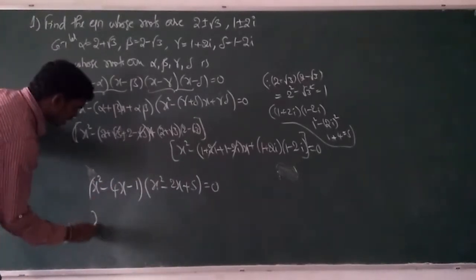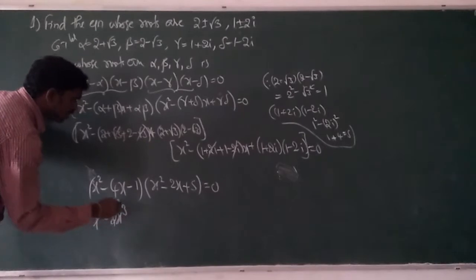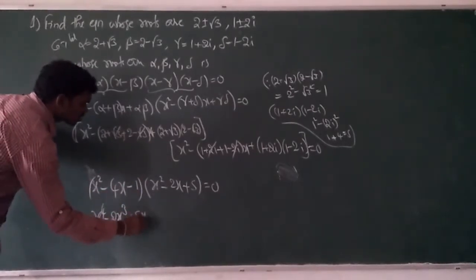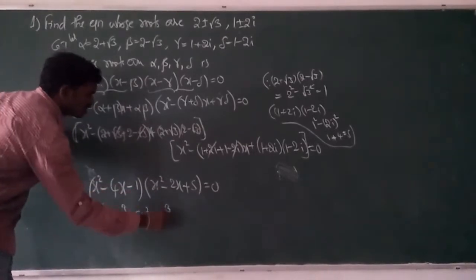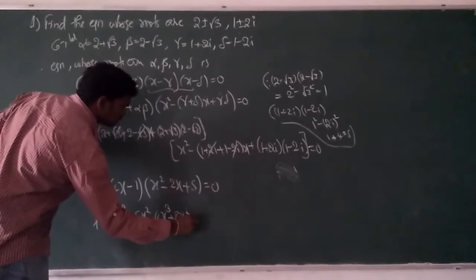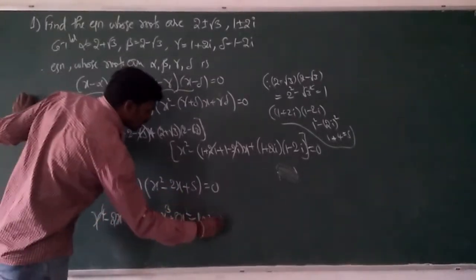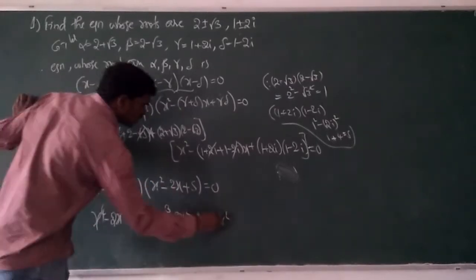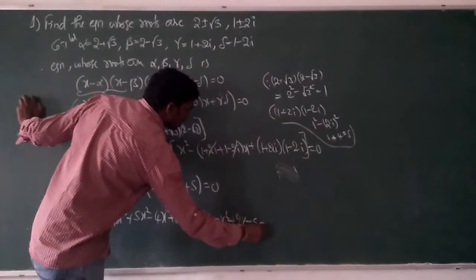x square into x square, x power 4. x square into minus 2x, minus 2x cubed. x square into 5, 5x square. Minus 4x into x, minus 4x cubed. Minus 4x into minus 2x, plus 8x square. Minus 4x into 5, minus 20x. Minus 1 into x square, minus x square. Minus 1 into minus 2, plus 2x. Minus 1 into plus 5, minus 5.